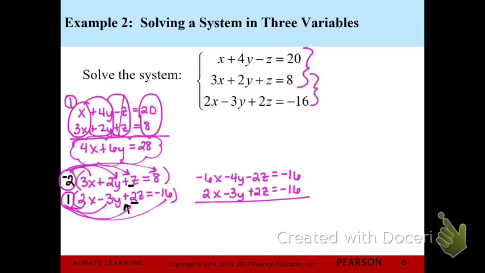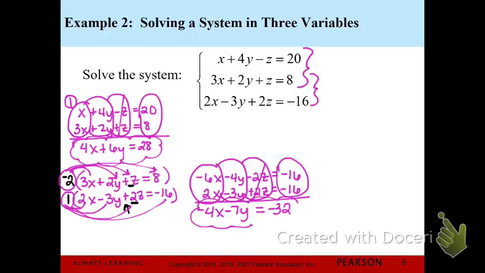And then let's combine them. So what is negative 6x, and that's a positive 2x, so plus 2x. It's a negative 4x. Negative 4y minus 3y. Negative 7y. Thank you. And what's negative 2z plus 2z? 0. So then you got your equals. What's negative 16 minus 16? Negative 32. And there's my second equation.